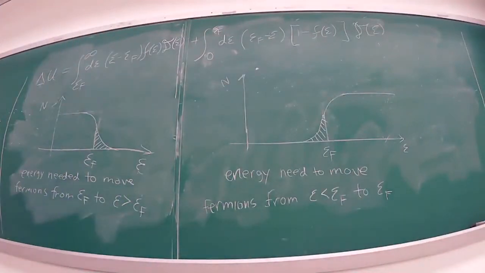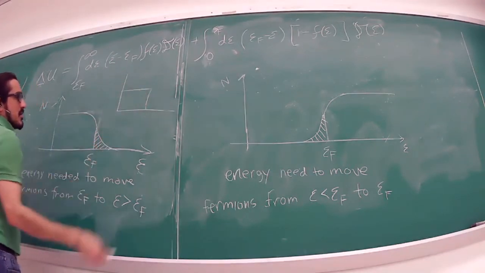All right, so when you start to increase the temperature, what's going to happen to the shape of the Fermi-Dirac distribution? Any idea? Alexis. Come on, guys. I'm sorry, I'm not sure. What happens to the Fermi-Dirac distribution when you start to increase the temperature?